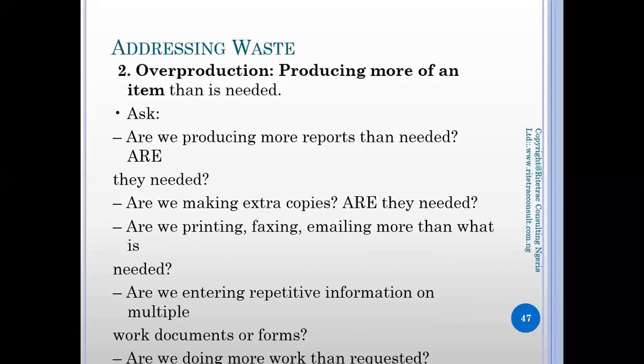Overproduction, producing more of an item than is needed. Ask, are we producing more reports than needed? So a unit just came out from a meeting and you need to print out something that is meant for 4 people or 3 people. Instead of doing that, you print for the whole company, 20, 30 reports. It's overproduction. You're actually wasting the company's resources. So that will be looked into.